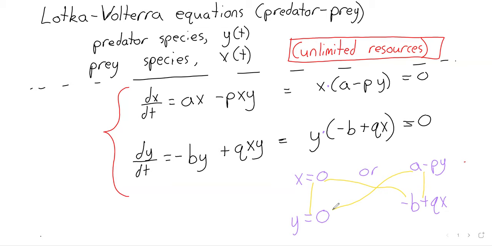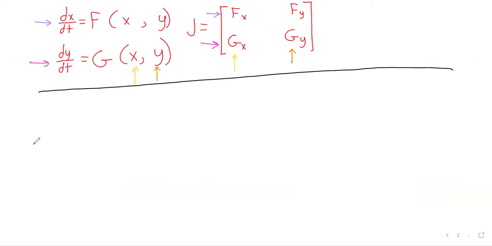Does this diagram I've put on the board make sense to you in terms of how we're finding the fixed points? Then this is all perfectly well. X equals zero, Y equals zero. It makes sense that this is a fixed point. If both the predator and the prey species go extinct, then we're done, and they just stay extinct.